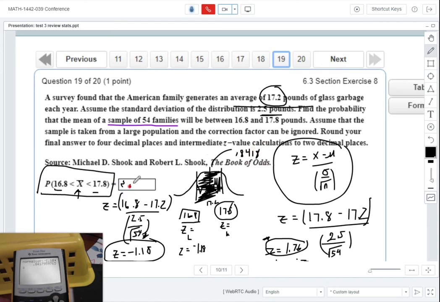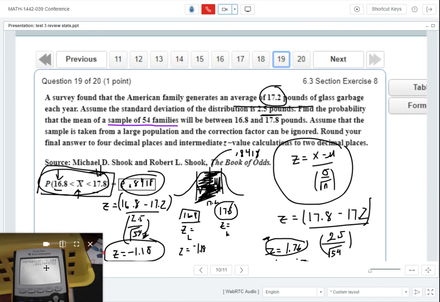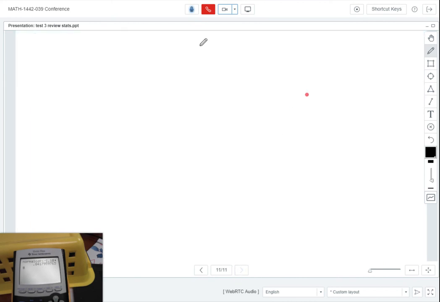That's the answer, 0.8418. The area between those two values. Since they're not z-values, you have to find the z-values and then use the normal CDF to do that. All right, I just have maybe one more to show you.